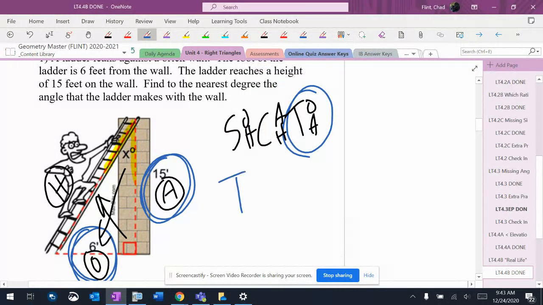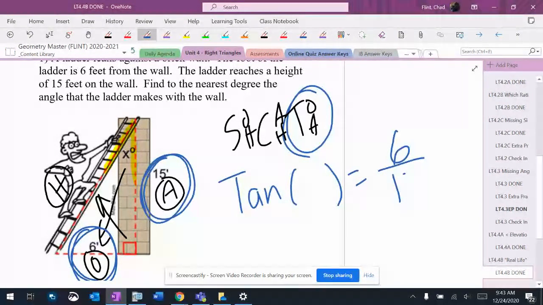So I put down tan, parenthesis, equals fraction. All right, I put the stuff in the spot that it goes. It says the opposite 6, that goes on top. It says the adjacent 15, that goes on the bottom, and I don't know the angle. All right, so if you remember, hopefully you do, this is the shortest one.